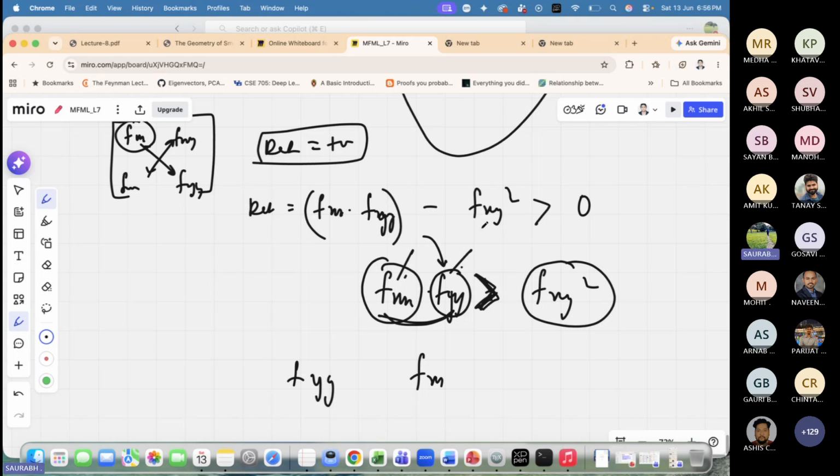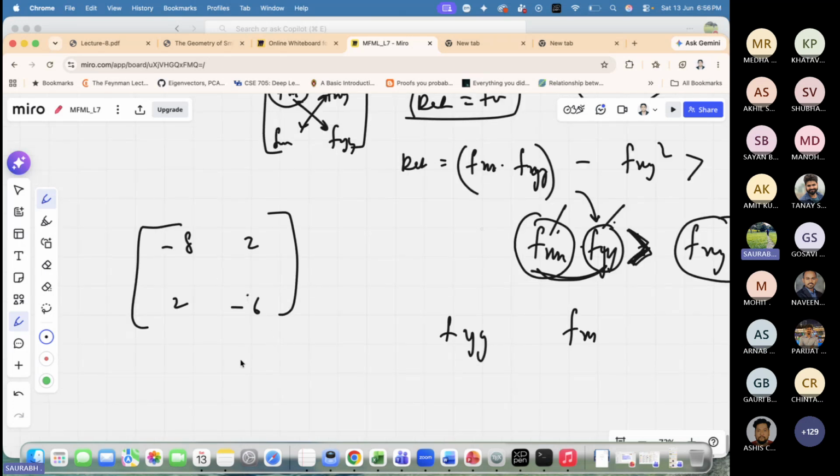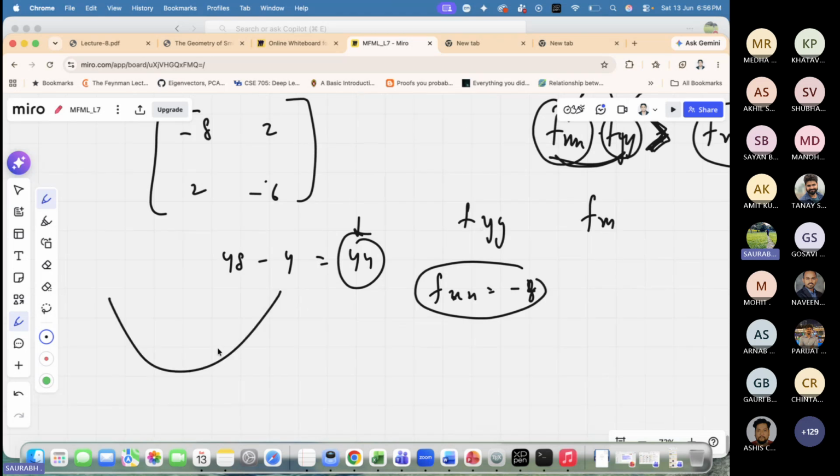Think of what would happen. Let's say this is -8, this is -6, and let's say this is 2, this is 2. 8 into 6, 48. 48 minus 4, 44 is what you will be getting. But this is positive, while fxx is negative, -8. What you are saying is that rather than looking at the minimum point, you are now looking at a maximum point. That's what it says.